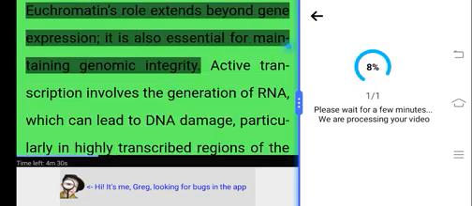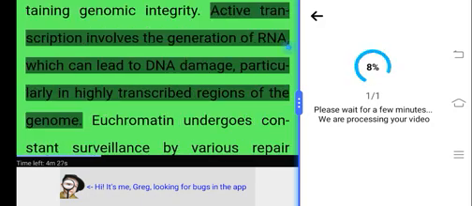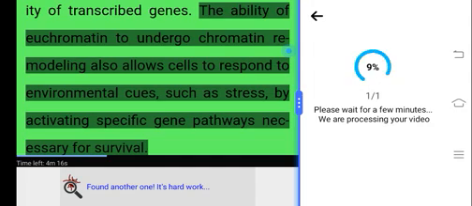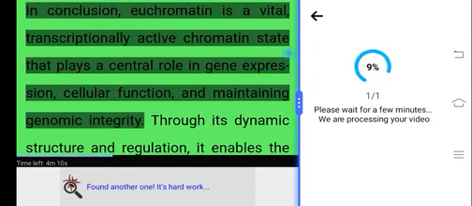However, euchromatin remains largely unaffected by this process, underscoring the differential regulation of chromatin states in response to developmental and cellular signals. Euchromatin's role extends beyond gene expression. It is also essential for maintaining genomic integrity. Active transcription involves the generation of RNA, which can lead to DNA damage, particularly in highly transcribed regions of the genome. Euchromatin undergoes constant surveillance by various repair mechanisms, including nucleotide excision repair (NER) and homologous recombination, to prevent the accumulation of mutations and ensure the stability of transcribed genes. The ability of euchromatin to undergo chromatin remodeling also allows cells to respond to environmental cues, such as stress, by activating specific gene pathways necessary for survival.